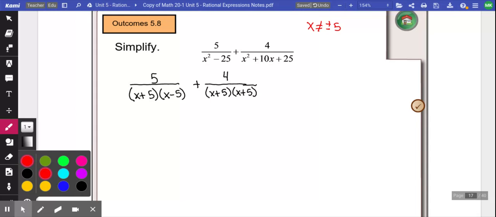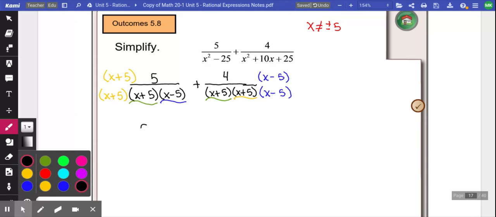If I want to write that as one fraction, I need a common denominator. That means this x plus 5 has to be in the other fraction as well, which it is. This x minus 5 needs to be in the other fraction, which it's not, so I multiply by x minus 5. What I do to the bottom, I do to the top. Then there's another x plus 5 in the second fraction. So if the second fraction has 2 x plus 5s, the first fraction needs 2 x plus 5s. So you multiply it by another x plus 5, top and bottom.